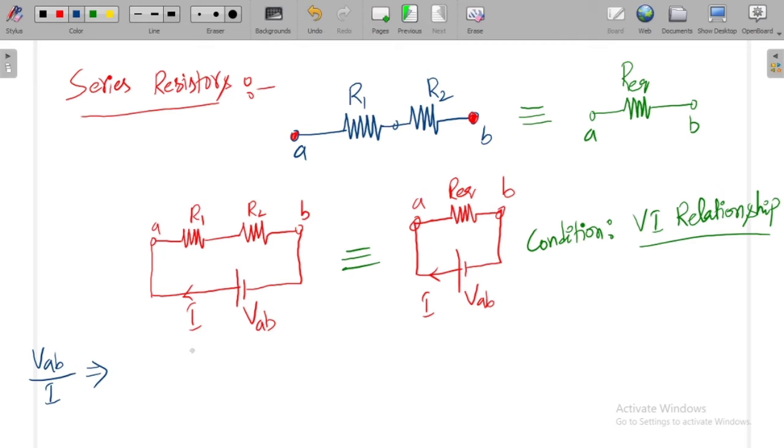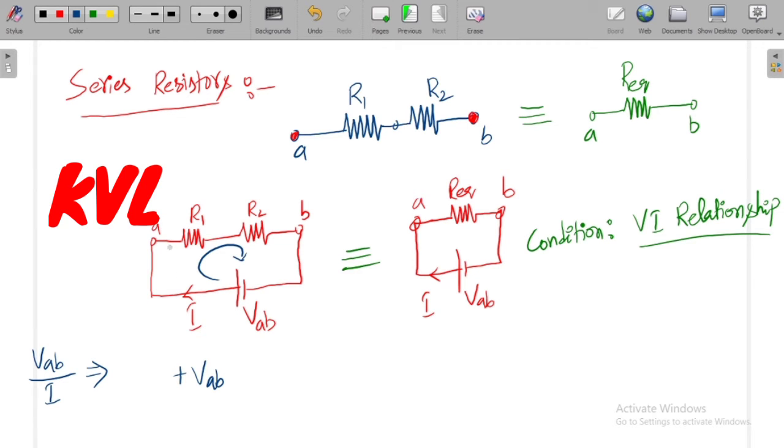Now in the first case, how can I get the ratio of VAB to I? Just by applying KVL for this circuit. Kirchhoff's voltage law is helpful in order to find the ratio of voltage VAB to the current I. By applying KVL, I am moving from negative to positive, so I considered this as voltage rise and represented it with a positive sign, and across the resistors there is a voltage drop.